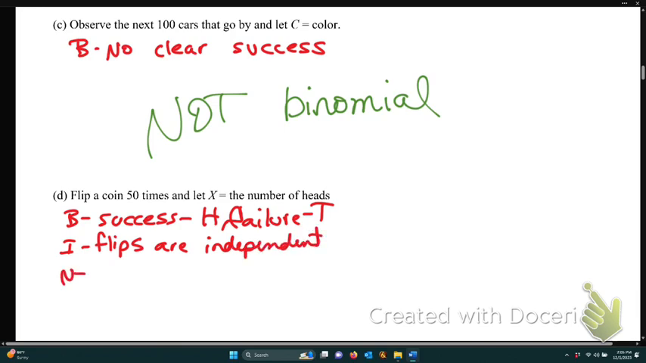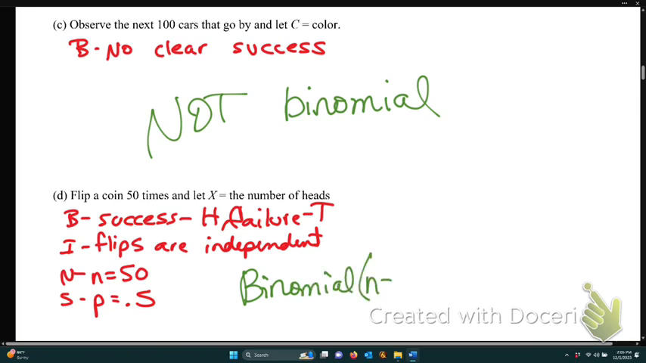Okay. N, the number of trials is fixed. Do I have a fixed number of trials? Yeah. All right, so N equals 50. And S, success probability is fixed. Yep. What is that? There you go. Probability is 0.5. So what do I have here? I have a binomial distribution with n equal to 50 and p equal to 0.5.